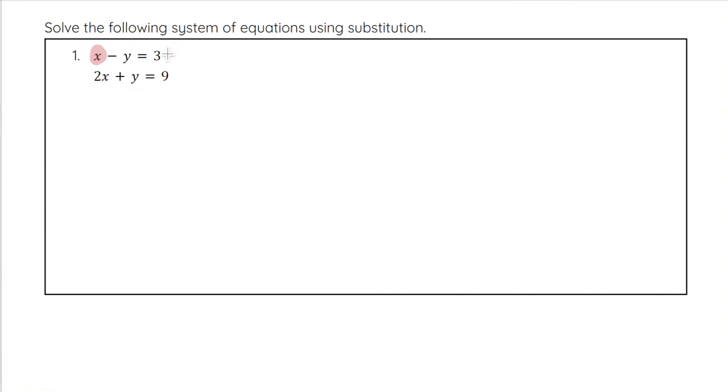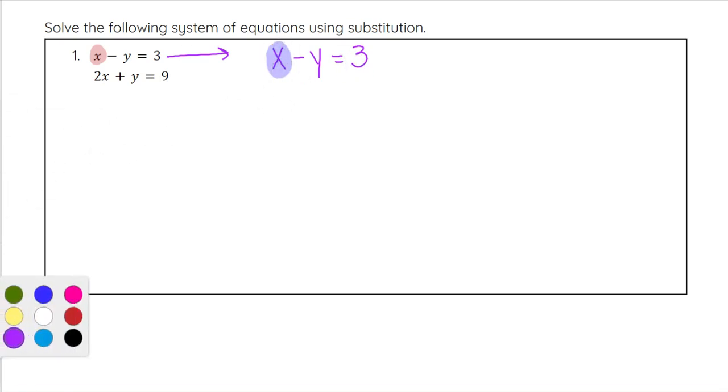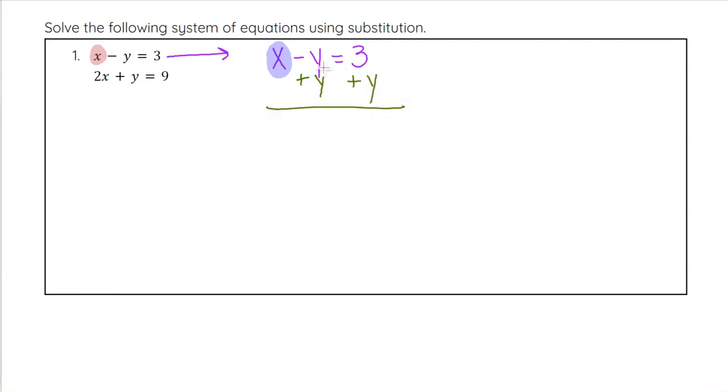I'm going to just get that by itself. So I'm going to rewrite x minus y equals 3. To isolate that x, we want to get rid of the minus y. Inverse operations allow us to add y to one side and then add it to the other side as well. Negative y plus y is 0, so we just have x equals 3 plus y, or y plus 3, however you want to do it.